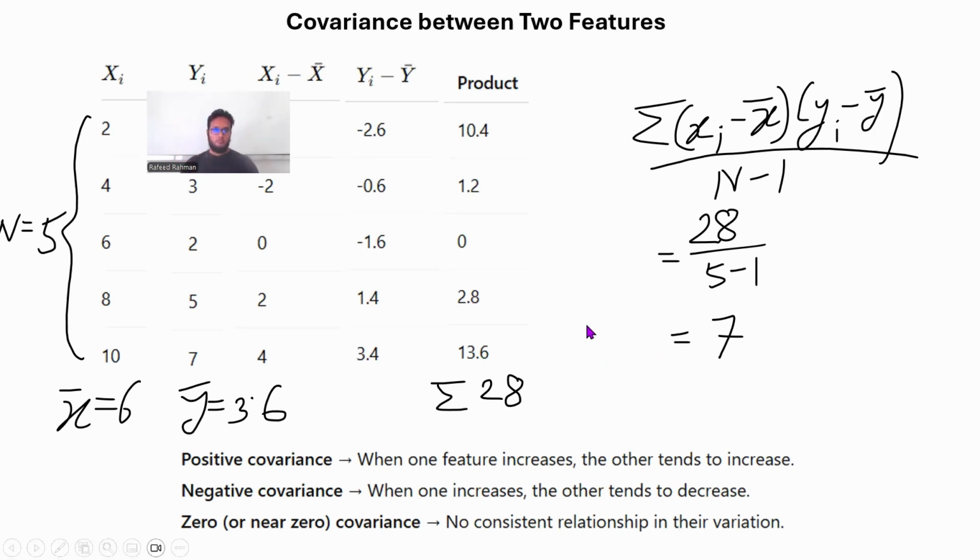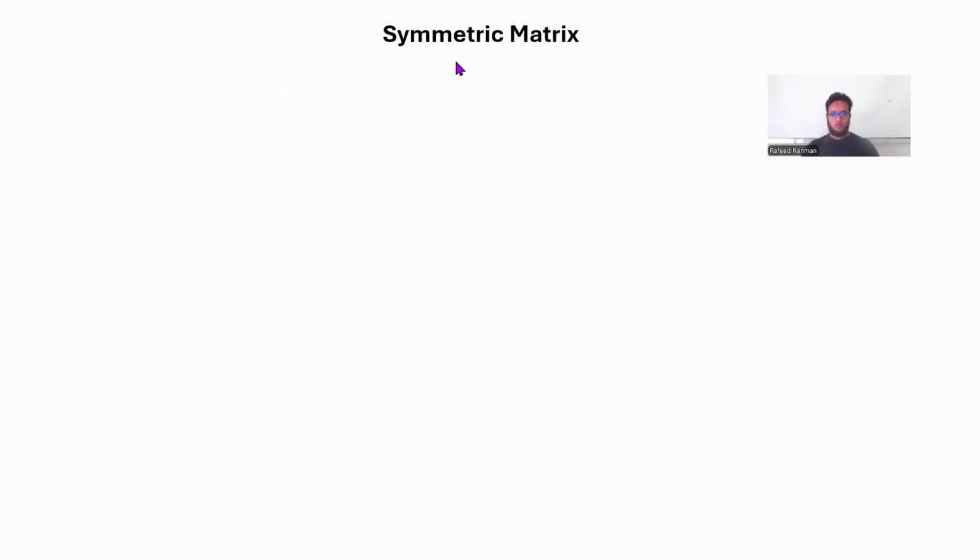Now that we know variance and covariance, we can finally talk about the covariance matrix. But before that, one more thing I have to mention is the symmetric matrix. This is one property which we are going to use for eigen decomposition, which is the basis for getting the principal components. Okay, so let's dive in.